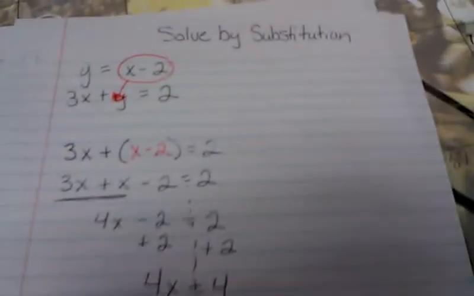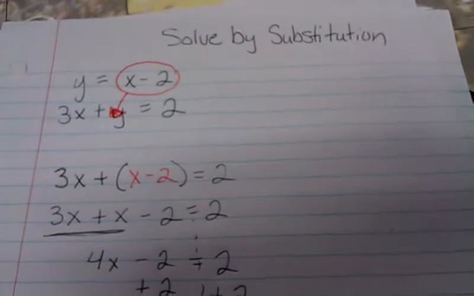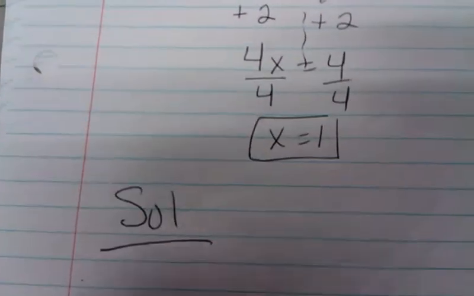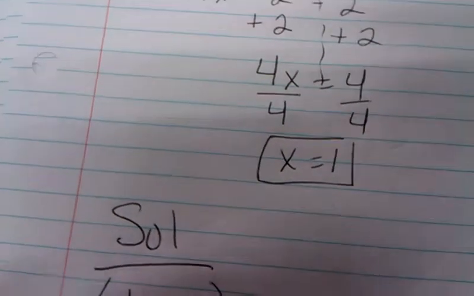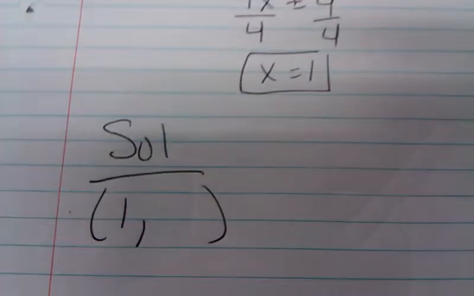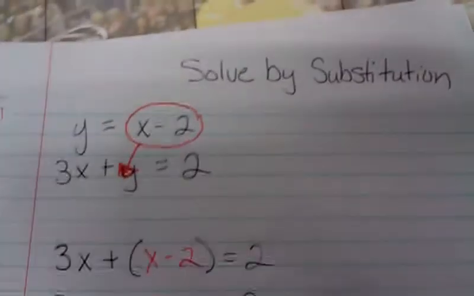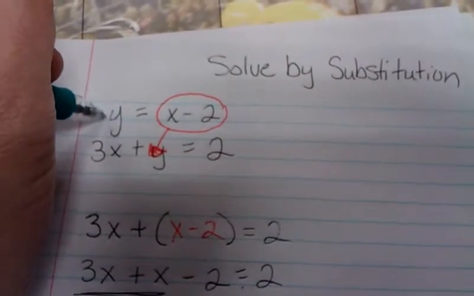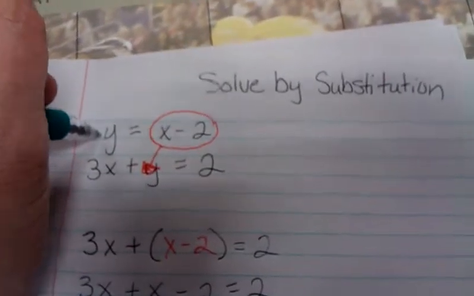Now, a lot of people think from here we're done. The problem is we just talked about that a solution to a system of equations is an ordered pair. I know my x number is 1. I now have to find my y number. You can choose either one of these two equations, but it's easier to use this first one right here because it's already written in y equals form.